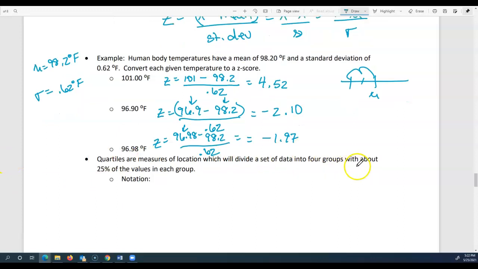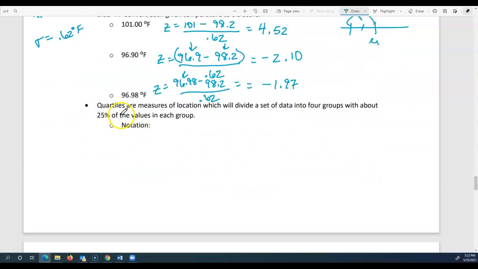So another measure of relative standing would be quartiles. Quartiles will separate a data set into 4 different parts. So if this is our data set, it splits it into 4 parts. That part that's in the middle, that's actually your median. And we can call that quartile 2. Quartile 1 separates the bottom 25% of data from the next 25% of data.